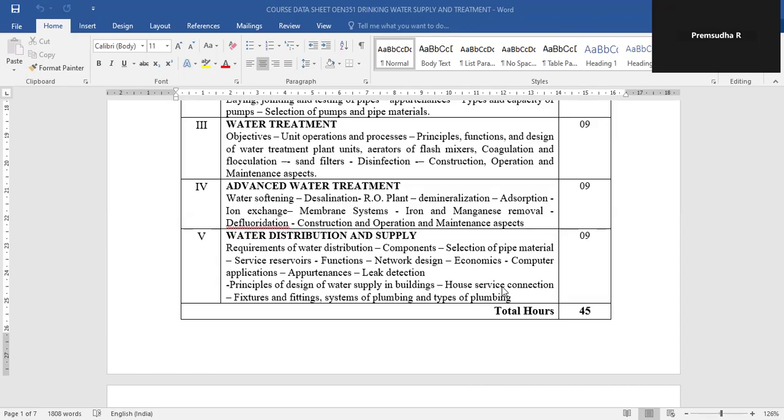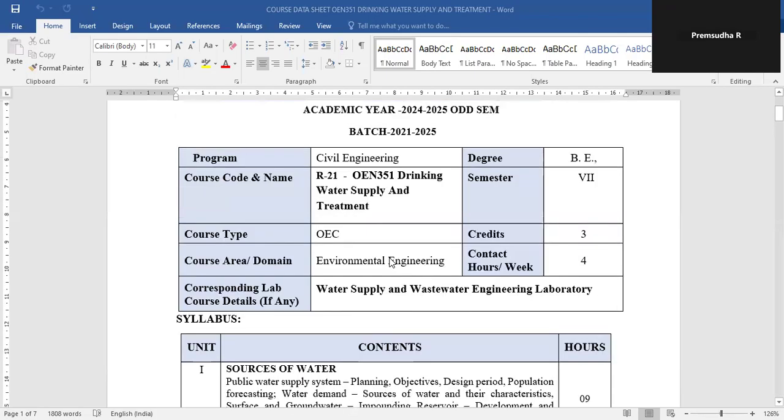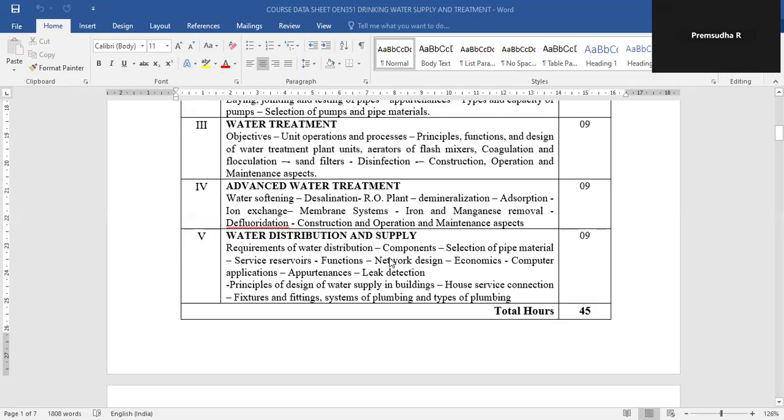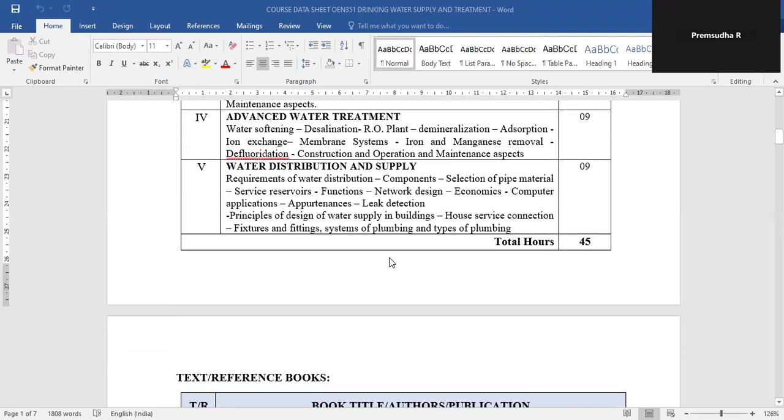Good afternoon, students. Today I am going to start the fifth unit, water distribution and supply. The last unit was the drinking water supply treatment. After the treatment, you have to distribute the water to the community. So we're going to see how we are going to distribute the treated water, what all the methods are, and what all the components required, everything we will see here.